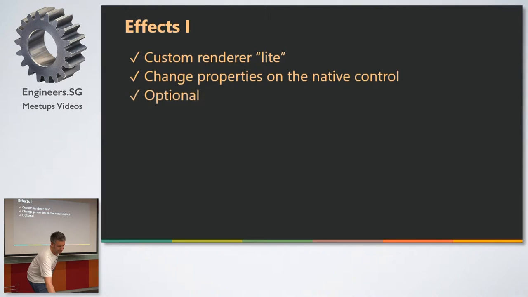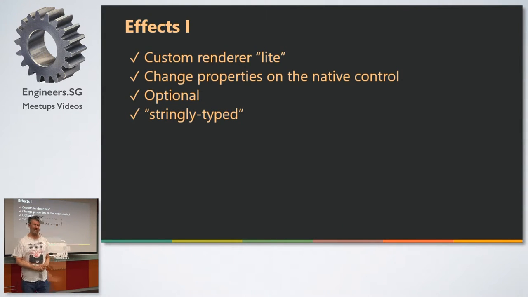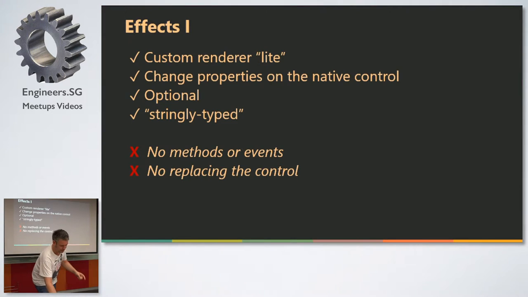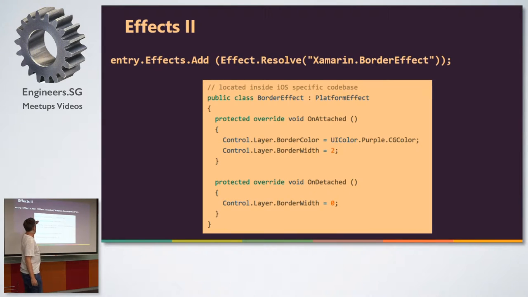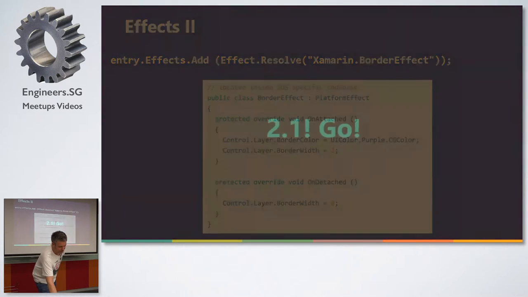So effects is something that I think my friend Udara went through last time. An effect is a bit like a custom renderer, but it's just lighter. So you can only change a couple of properties. I think we've got two overrides on it. So no methods or events, no replacing of the control, that's correct. You just have an attached and detached, which is pretty much set up the stuff and then clean up. You can attach that to any kind of control, and you'll be able to modify the color or something like that, just some UI properties. So nothing too funky.